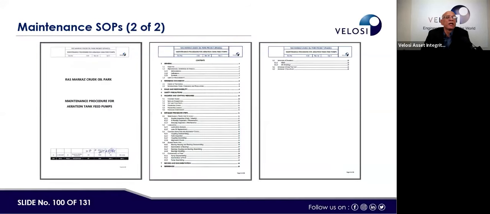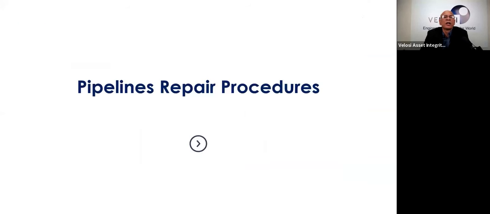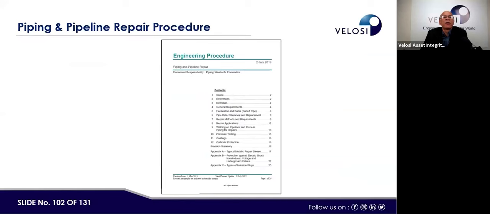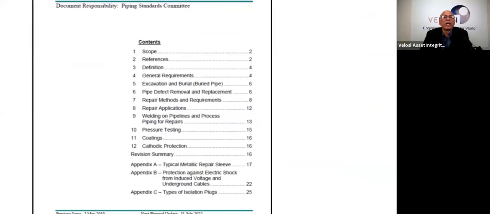This is an example of a maintenance procedure for one of the tanks and the feed pumps. There is also one other example, the pipeline repair procedure, on how the pipeline can be repaired in an emergency. So these procedures are also prepared, so that when any kind of repair application comes, it is not taken as a surprise, and we should not make any mistake in that hurry, so that everything is done in a proper order.